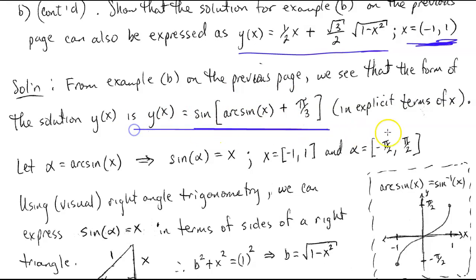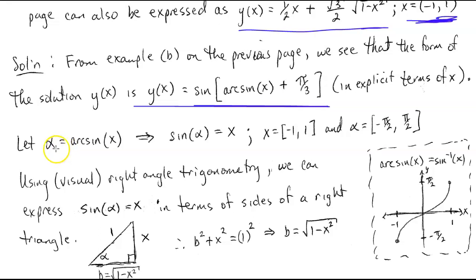this, in explicit terms of x. And so if we just looked at the arcsine part, and let's say we call it some angle alpha, if we let sine of alpha equal x by taking the sine of both sides here, then we know that x here would be limited in between -1 and 1, because that is what the domain of arc sine is. And our angle here would be limited in between -π/2 and π/2.